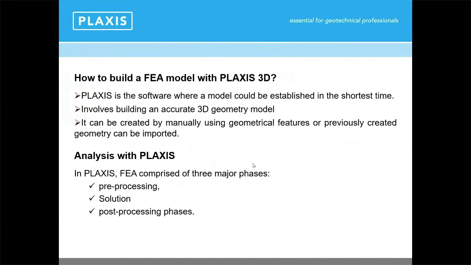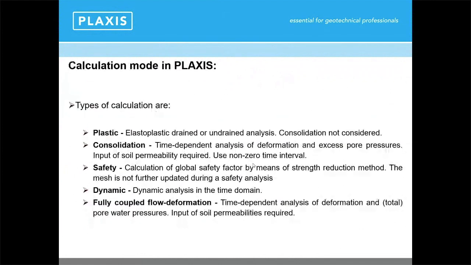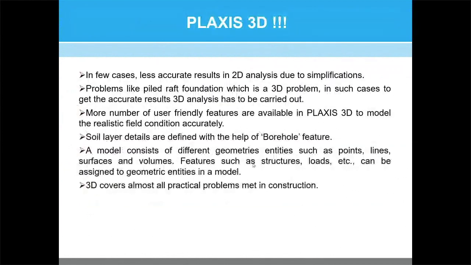In pre-processing, solution and post-processing: in pre-processing we have geometry modeling and assigning material, and the solution is the solver. In post-processing we explore the different types of results, or any warning or error. Similarly to Plaxis 2D, 3D also has different types of calculation: plastic, consolidation, safety, dynamic, and fully coupled flow. Today we are going to learn how to do the plastic and safety calculation. So we are going to learn these two types of calculations.